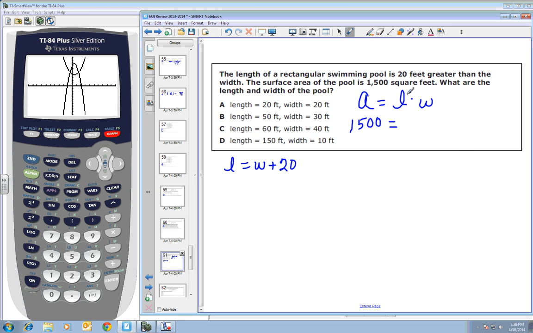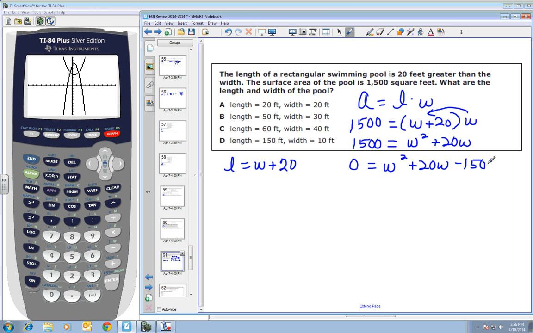So let's look. I know my length. My length is W plus 20. I know my width. It's just W. So now we're going to have to solve this. So I'm going to distribute that W. W times W is W squared plus 20W. Now I'm going to set this equal to 0 by subtracting 1,500. Okay, and now I'm going to have to solve this.